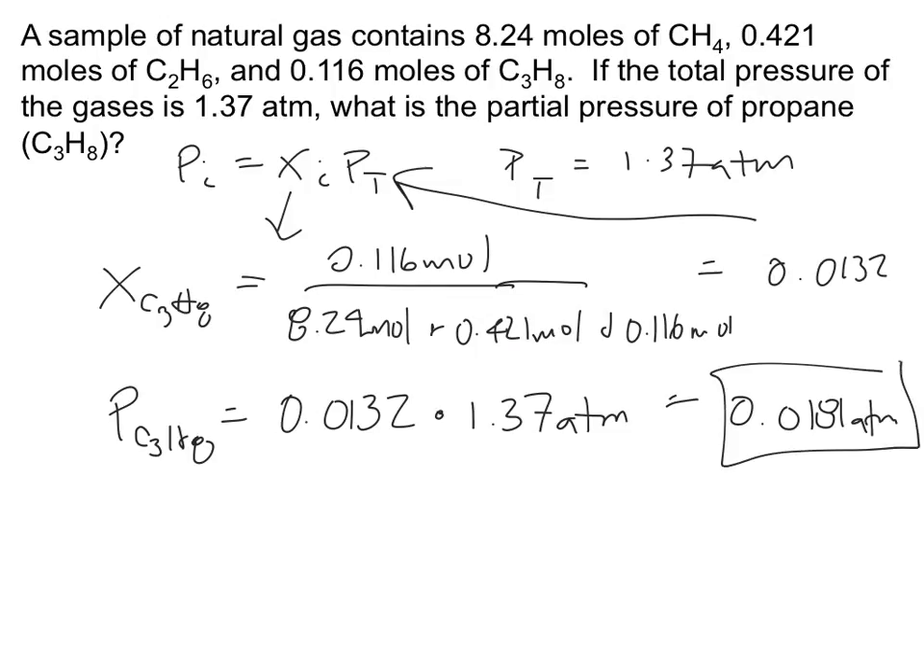Okay, so the pressure that is being exhibited by propane is 0.0181 atm. So basically, of the total pressure that's occurring in that container, 0.0181 atm is coming from the propane. And we could subsequently use the rest of the mole fractions for the other gases involved to figure out the remaining partial pressures of each.